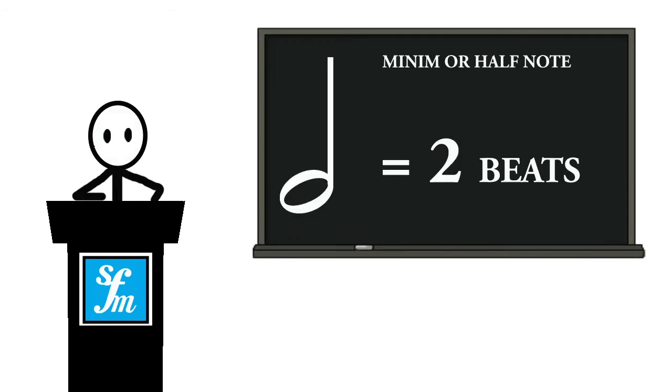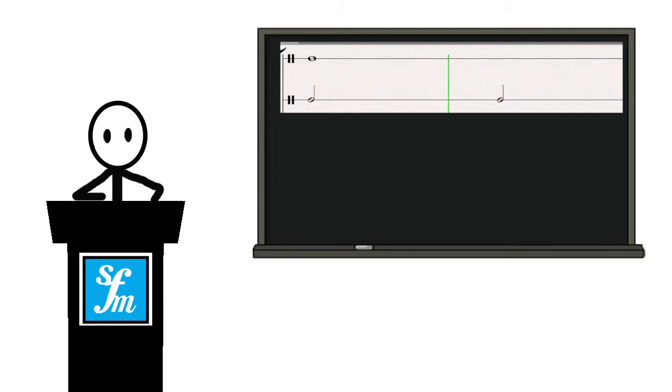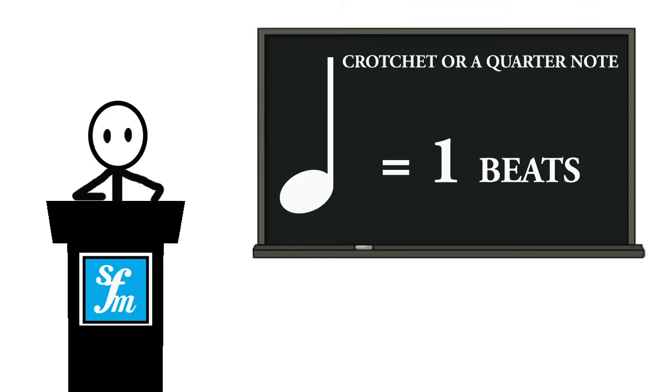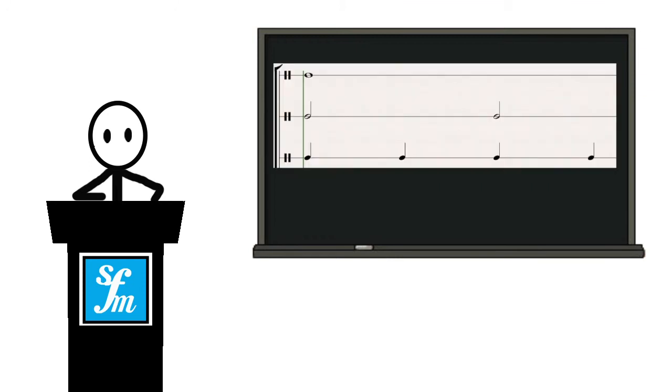Half the value of a semibreve is a minim, or a half note. It looks just like a semibreve, but it has a stem. It's half the value, so it's worth 2 beats. Half the value of a minim is a crotchet, or a quarter note. A crotchet is worth 1 beat. This looks just like a minim, but it has a solid center.